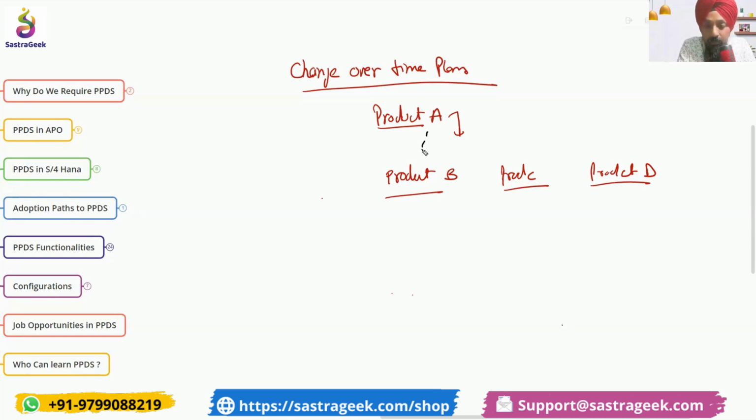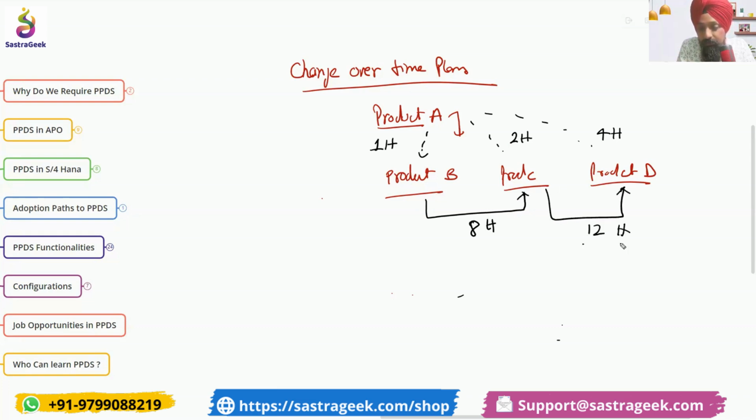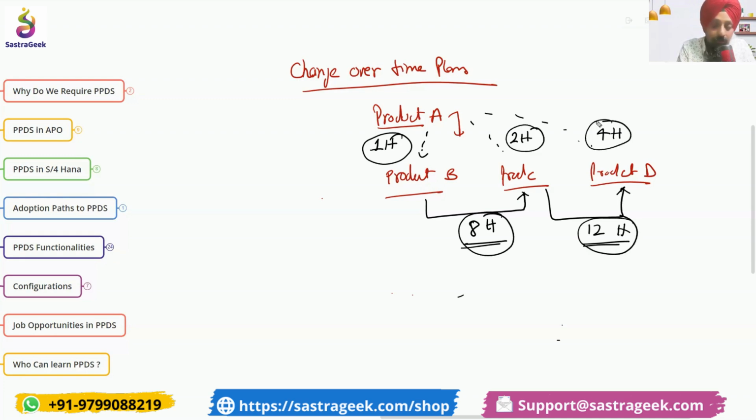So from product A to product B, the setup time is 1 hour. Product A to product C, the setup time is 2 hours. Product A to product D, setup time is 4 hours. Okay. Product B to C, setup time is 8 hours. And product C to D, the setup time is 12 hours. So if you want to respect this time, you need to produce your product in that sequence so that these times can be reduced. If that much product setup time is there, then it would be very difficult if you don't plan it accordingly.